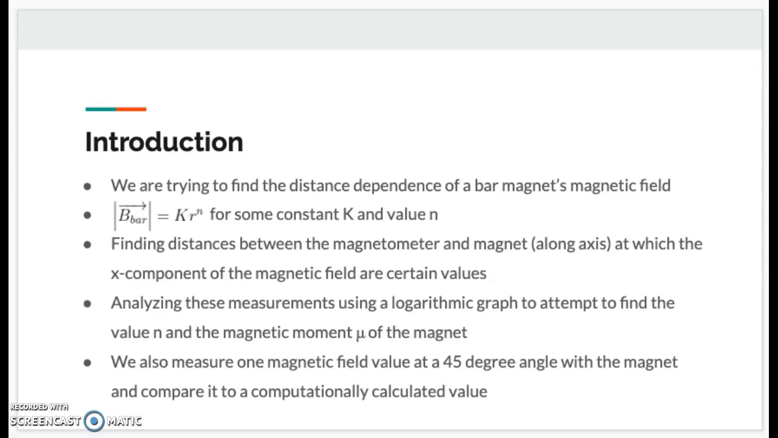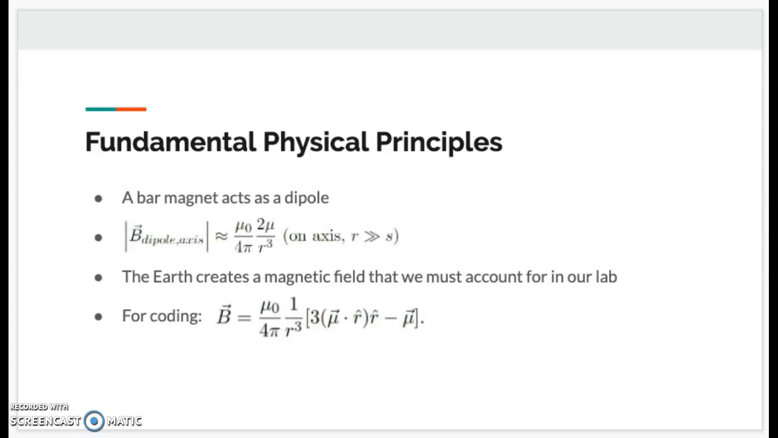a computationally calculated value. The main fundamental physical principles involved in this lab are that a bar magnet acts as a dipole, that the magnetic field of a dipole along its axis follows this equation sufficiently far from the dipole, that the Earth creates a magnetic field that we must account for, and this equation that calculates the magnetic field due to a bar magnet at any angle, not just along its axis. We use this equation as a function in the coding section.